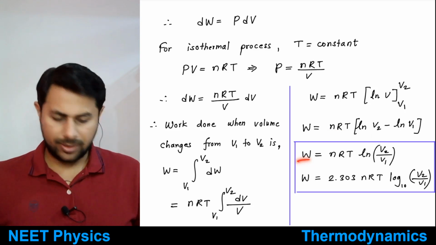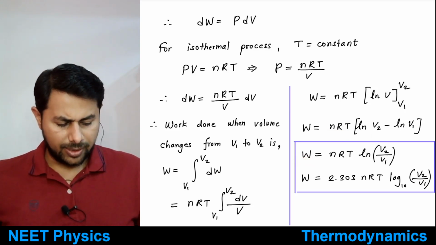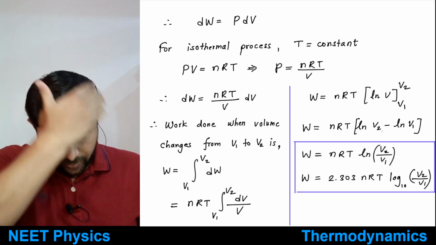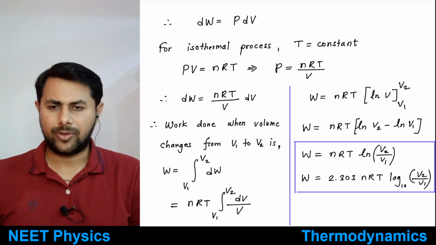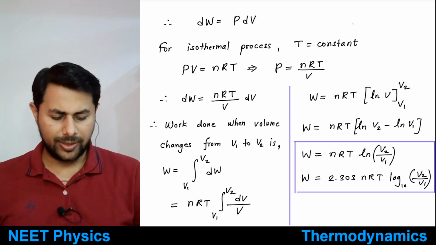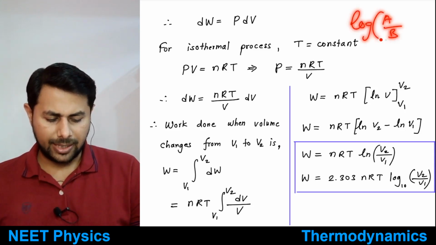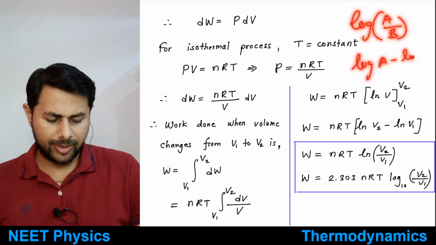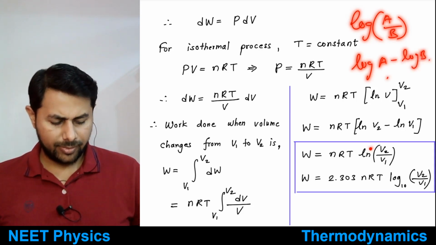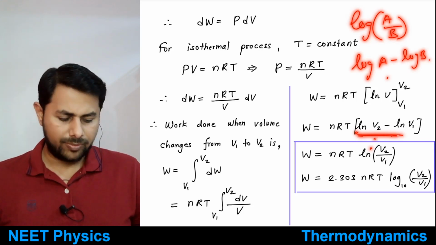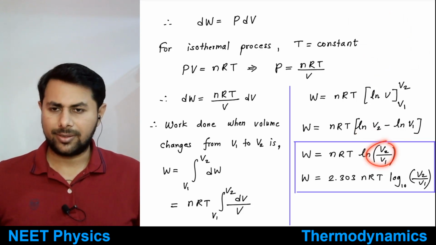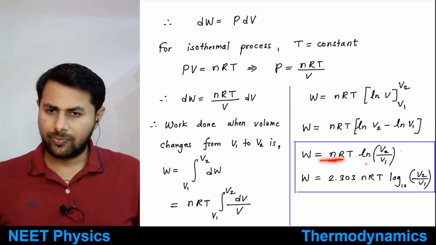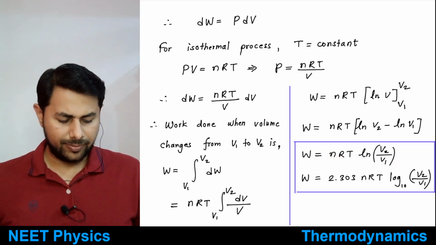So this is the work done in the isothermal process, right? Then this ln of V2 minus ln of V1, we know that log of a minus log of b is what? Log of a by b. Okay, log of a divided by b can be written as log a minus log b, and therefore log of V2 minus log of V1 means it is log of V2 by V1, right? Is this clear? This is nRT log of V2 by V1. Okay, everyone?